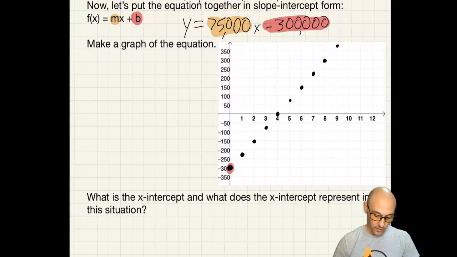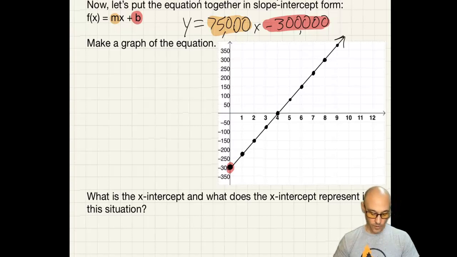And we can connect those then with a straight line like that. So we can see that our delta y is 75,000. Our delta x is 1. Our y-intercept is negative 300,000. What is the x-intercept? And what does the x-intercept represent in this situation? So it looks like it's 4 right here. And I'm pretty sure it is, but we need to check.